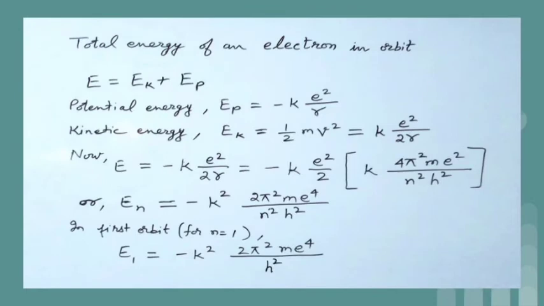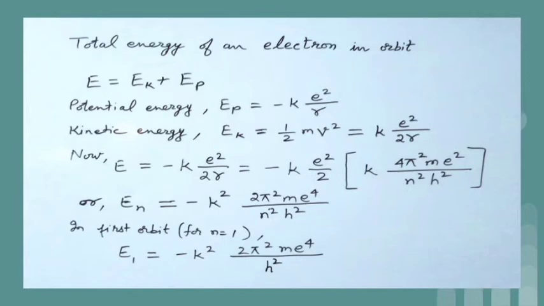Let us now talk about the energy of an electron revolving around the nucleus. The electron here possesses both kinetic energy and potential energy. Hence, the total energy of an electron revolving around the nucleus is E is equal to Ek plus Ep. The potential energy Ep is equal to minus k e square by r, and the kinetic energy Ek is equal to half mv square, which is equal to k times e square by 2r.